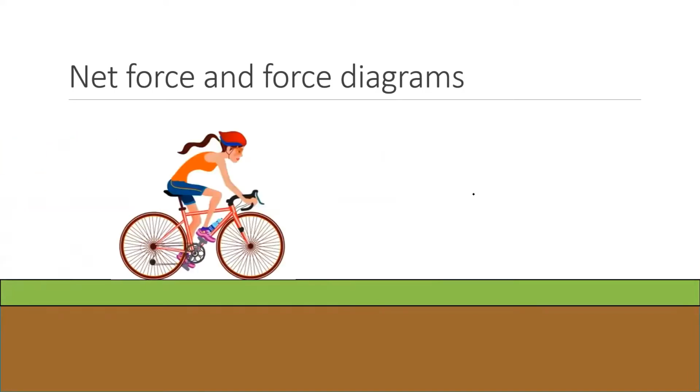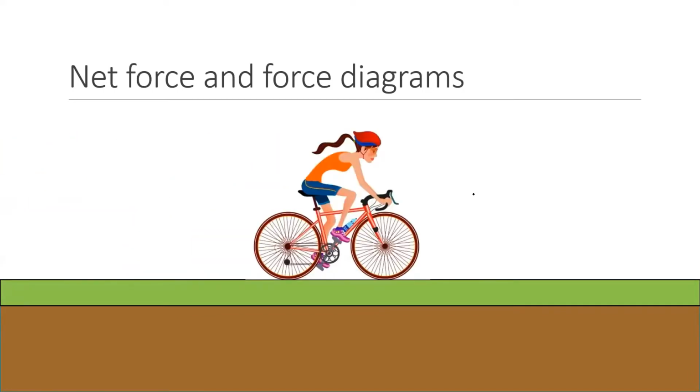Even though she's moving at a constant speed, it doesn't mean that her forces aren't balanced. Her forces are all balanced because she's moving at a constant speed. That's something that I haven't talked to you guys about yet, but I will now. If your forces are balanced, that means you are not getting faster or slower.